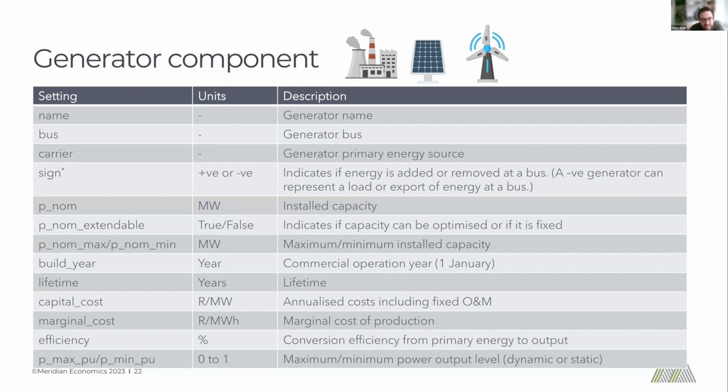Efficiency affects mostly, so for example, if you have a coal generator and you have an efficiency, the efficiency and the carrier are used to really look at how much primary energy is required to generate a megawatt hour. And you can define that as a heat rate, and it will get converted into efficiency in the PyPSA RSA model.